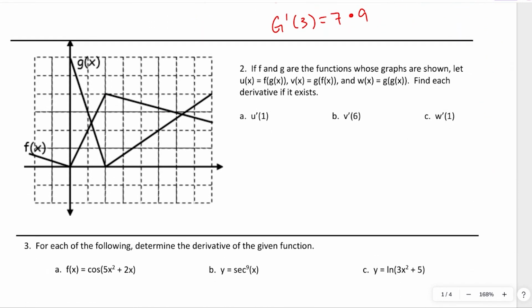Number 2 is a kind of similar problem here, but instead of being given a table, we're given a graph of both f and g. So we'll be pulling the values from the graph rather than from the table. And I think what I might do here, first of all, let me highlight the different functions here. So here's g, just to make this a little easier to see. And then here is f. Let me pick a different color here so we don't mix these up.